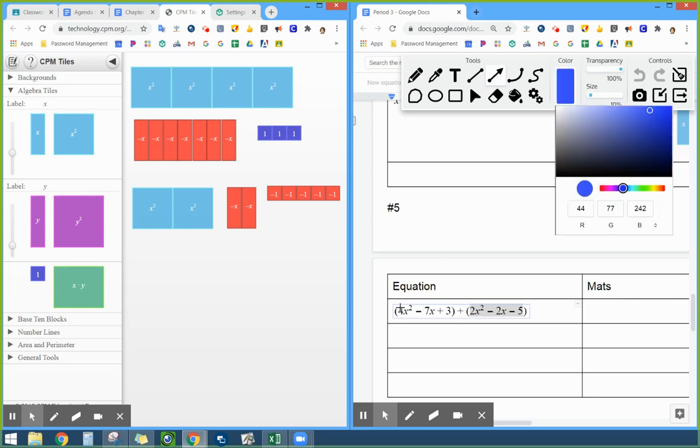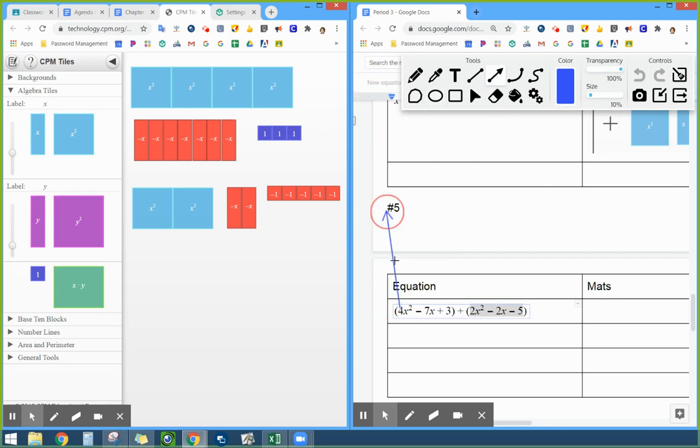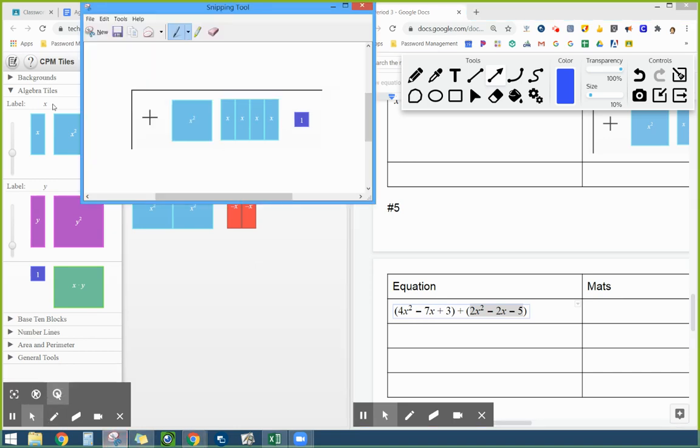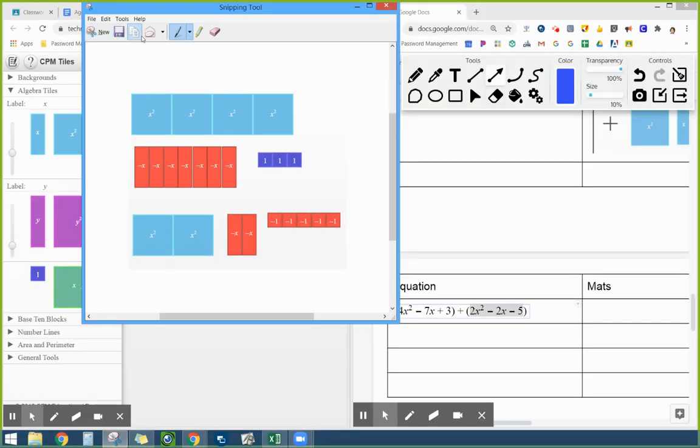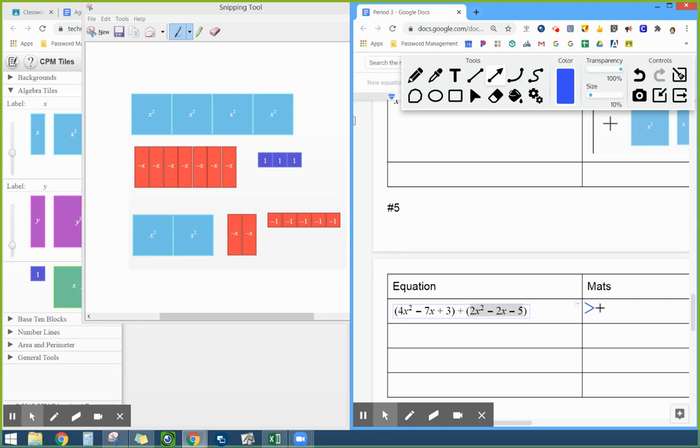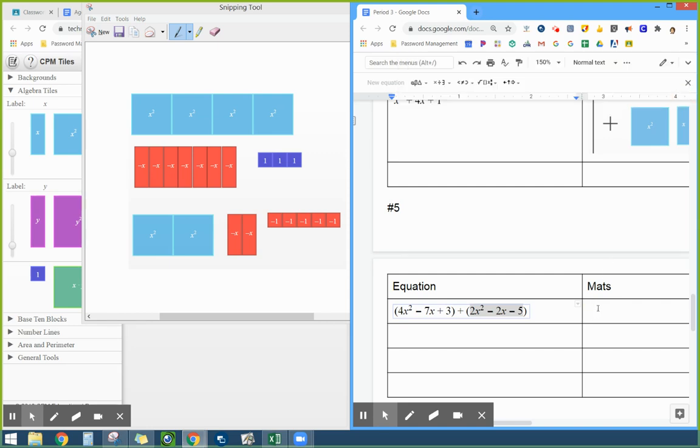So I want to point out that each of these, oh, I can't cross tabs. So the 4x squared here was drawn at the top, negative 7x, negative 7x's, positive 3, positive 3 ones. Notice that I'm not combining like terms yet, so each one is being separated by the parentheses. This is when you take your picture and put it into your Google Doc.